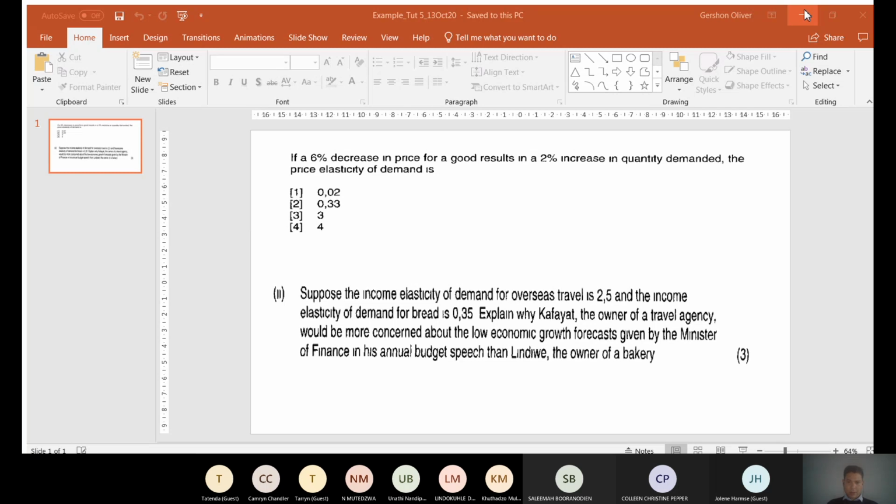But in terms of next week's class, we're going to be starting with the background to supply and production costs. So we'll be going through that.